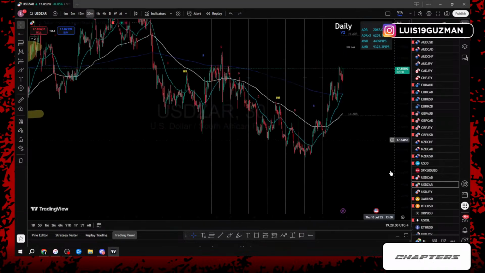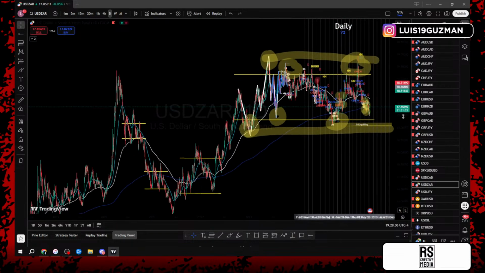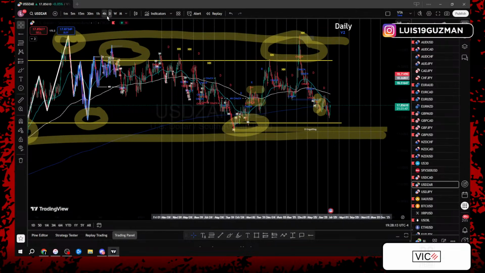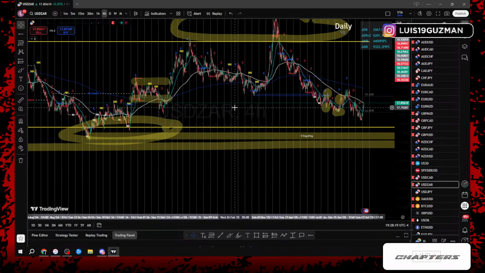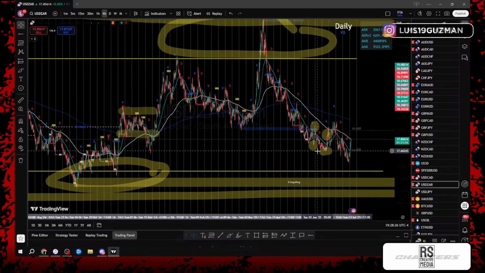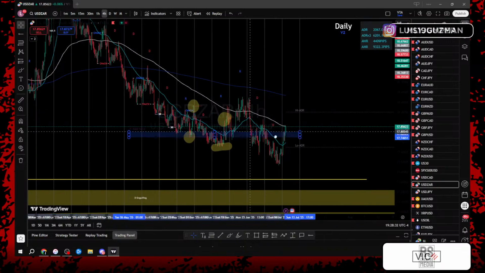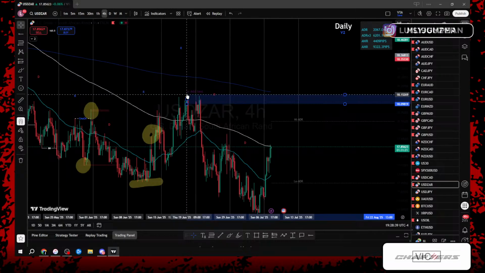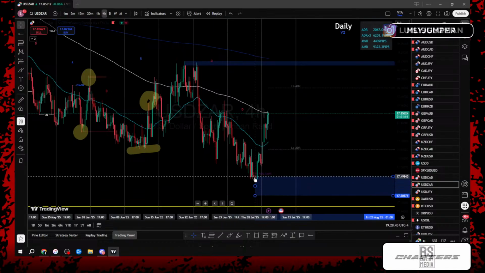USD ZAR. Let's go ahead and update USD ZAR from the top to the bottom. We know that we're still trading between the same daily high and daily low, so nothing to update on the daily time frame. On the 4-hour time frame, we had high, low, then lower low, change of character, boom, lower high, then lower low down here. And so we're trading lower high on the 4-hour. Lower low.